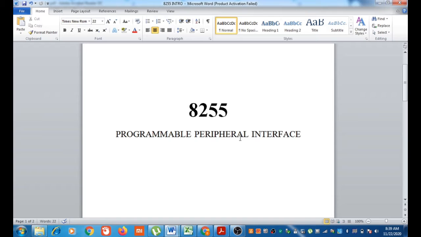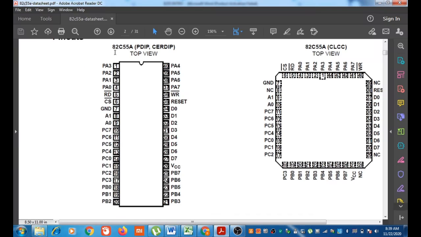Let us see the pin diagram of 8255A. You can see here the chip select, then WR bar, RD bar, then VCC, two address lines A0 and A1 for selecting internal locations.